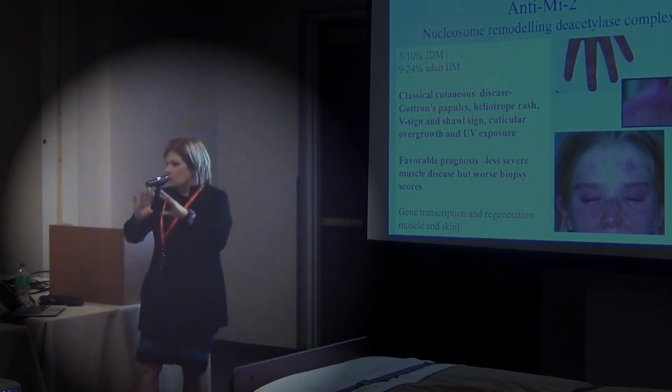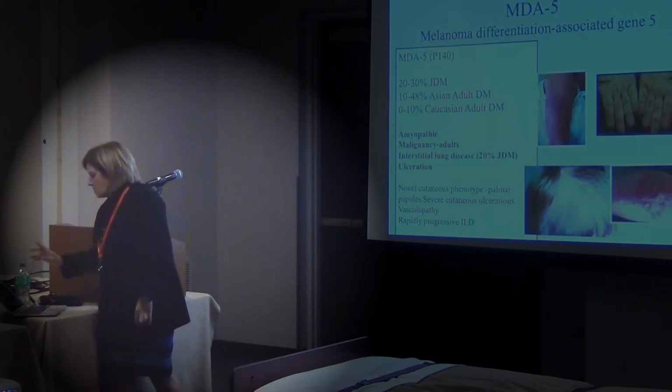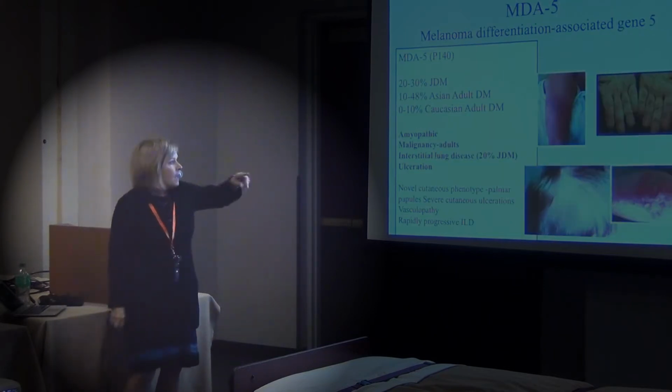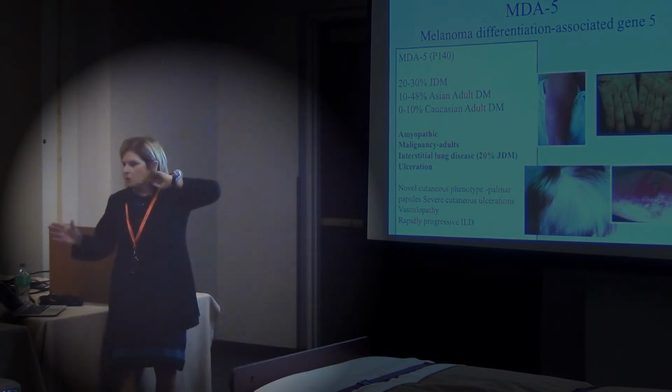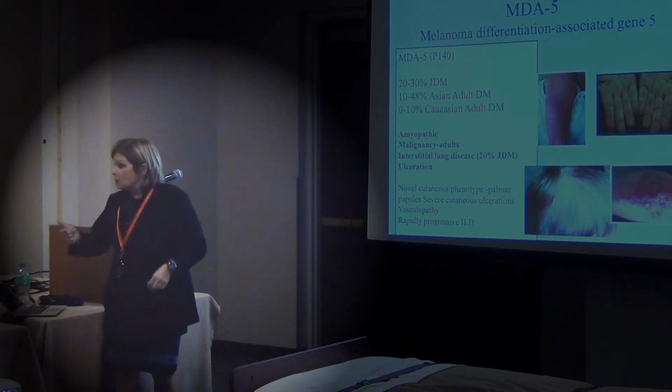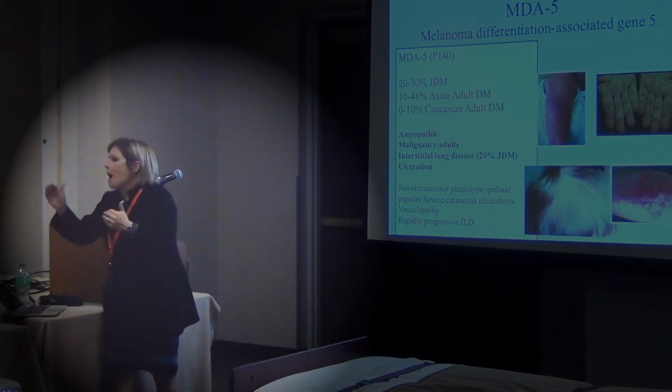So if you're out in the sun just a little bit, it can flare up. And then the last one that I'm going to talk about is called MDA5. MDA5 antibody we see in children much more than adults, unless you're of Asian descent, children or adults. It's the most common antibody.